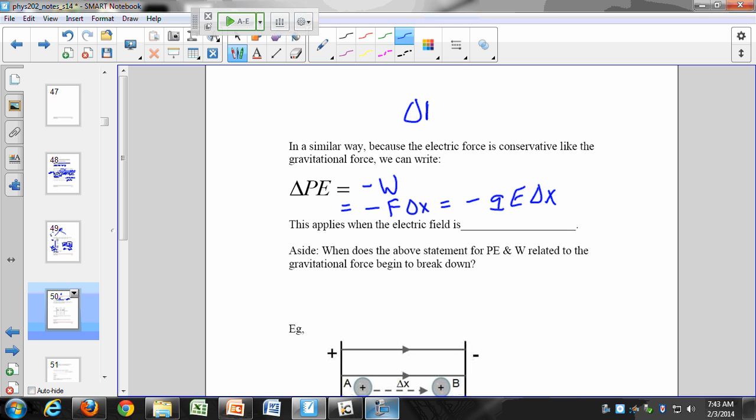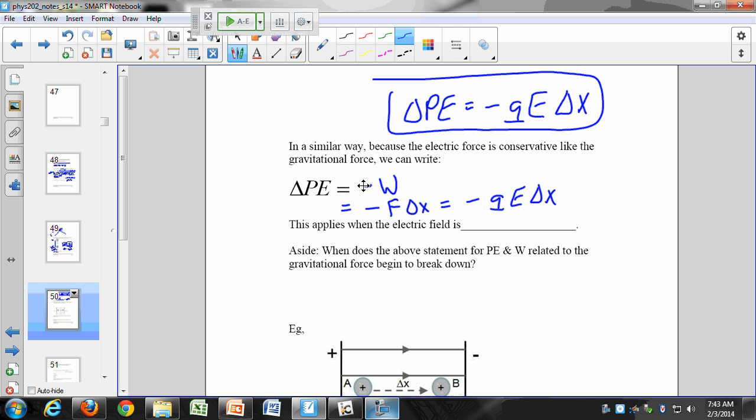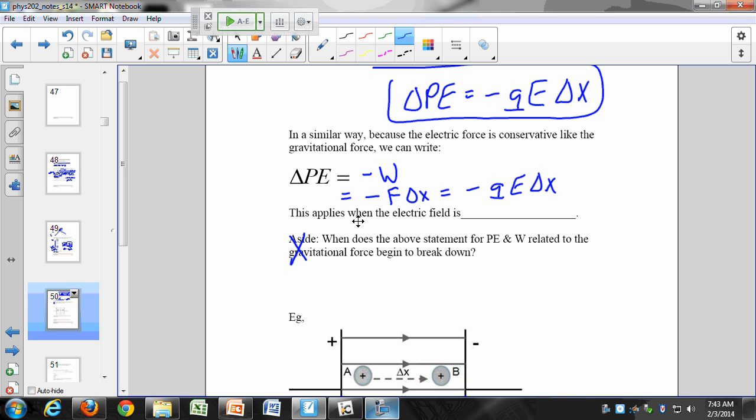So we have delta PE is equal to negative QE, that's the force, times delta X. That's just a restating of the work. Let's not worry about this aside. It's not terribly important right now. All right, you with me so far? You'll see why this becomes relevant in just a second.